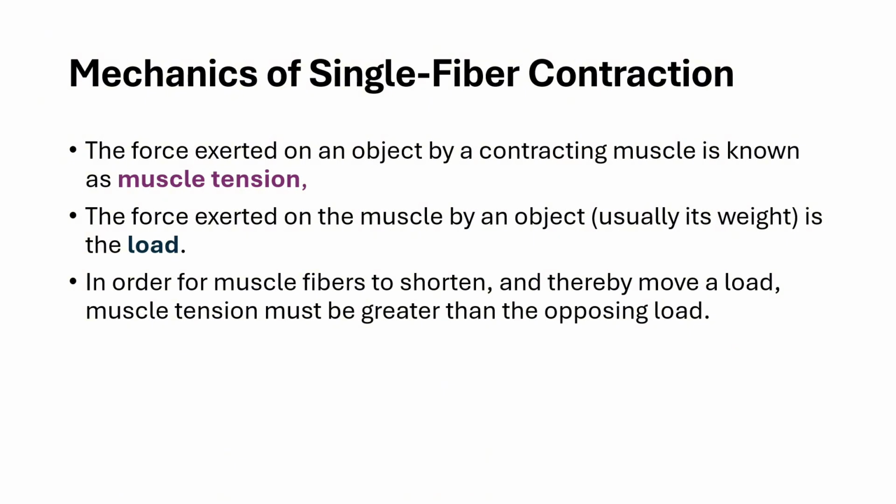So for a muscle fiber to successfully shorten and create movement, the amount of muscle tension generated by the fiber must exceed the opposing force of the load. If the load is heavier than the tension the muscle can generate, the muscle will not shorten, obviously, and no movement will occur. So this delicate balance should be present.